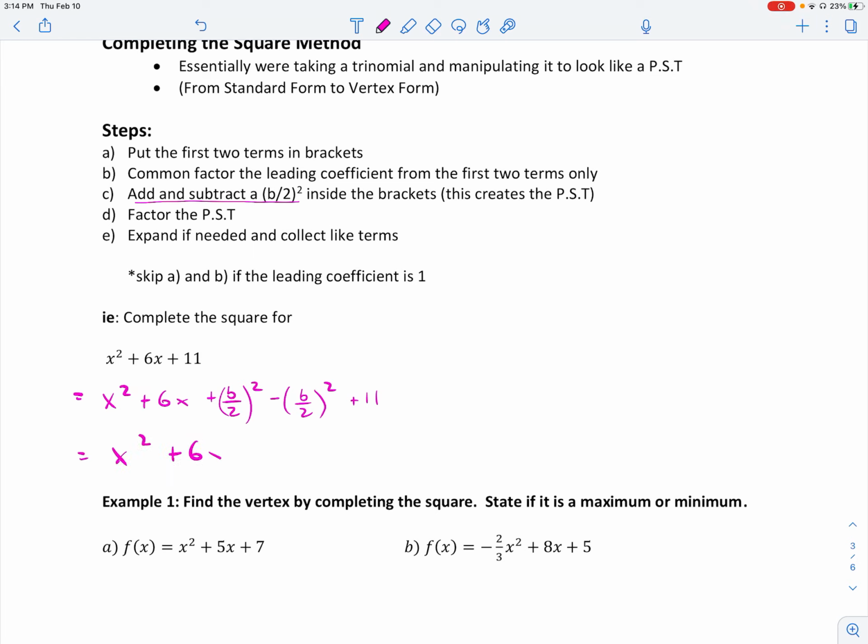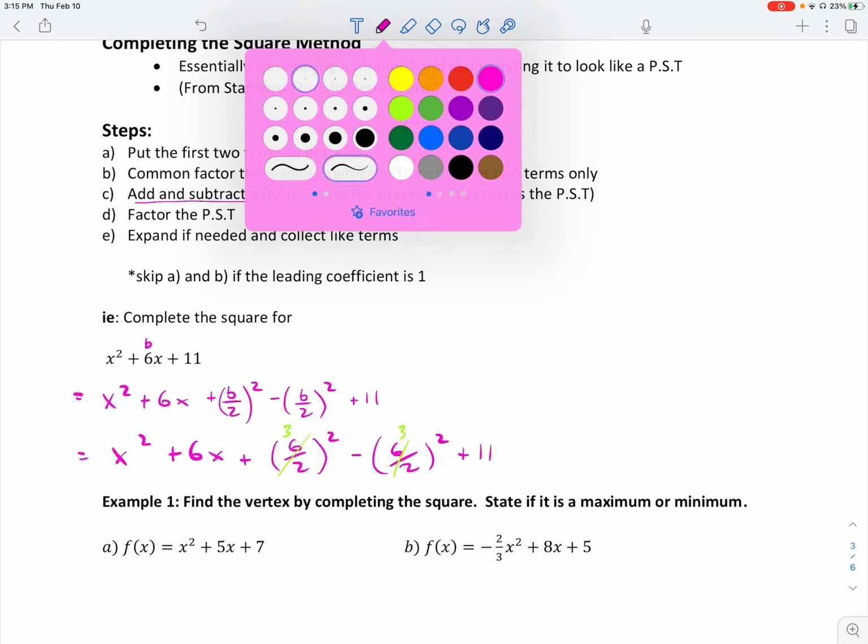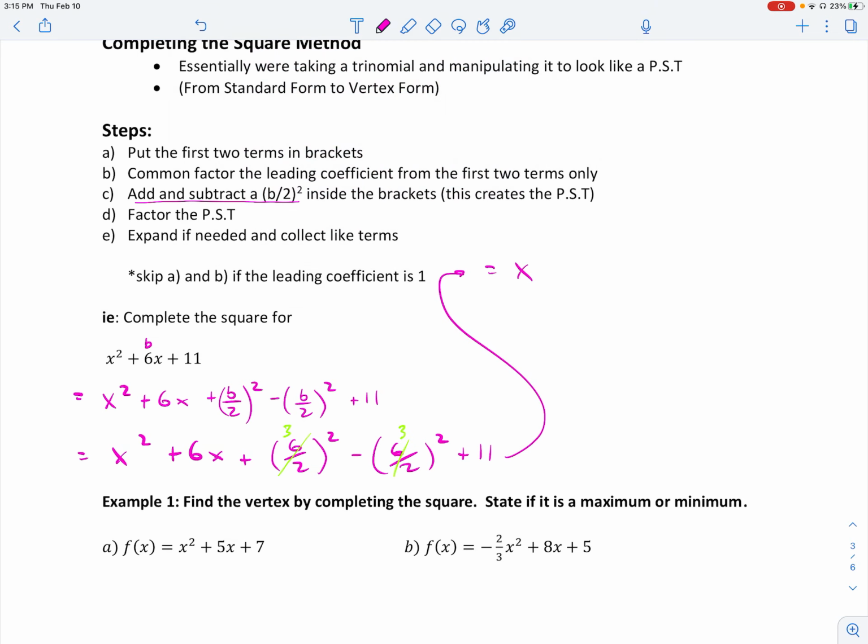So we have x² + 6x plus, this is my b term, the 6, so I'm going to have plus 6 over 2, which is just 3 squared. So we're going to add and subtract one of those. This is actually just 3, and this one is just 3. In my next line, we're going to have x² + 6x, then 3 squared is 9, and then minus 3 squared, minus 9. And we still have our plus 11.